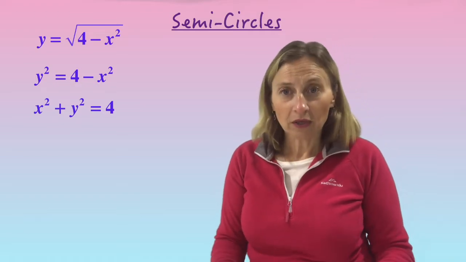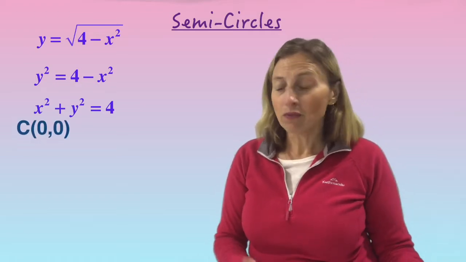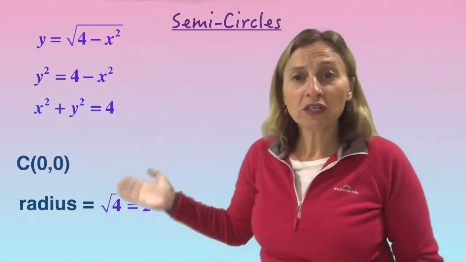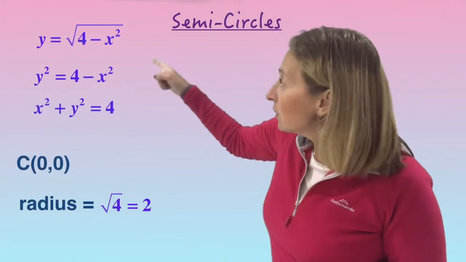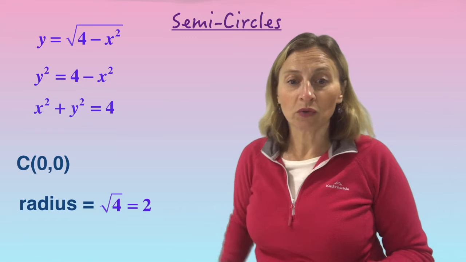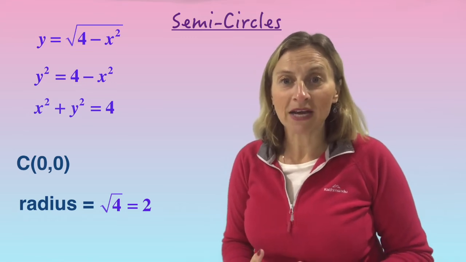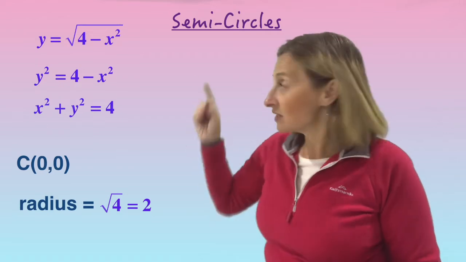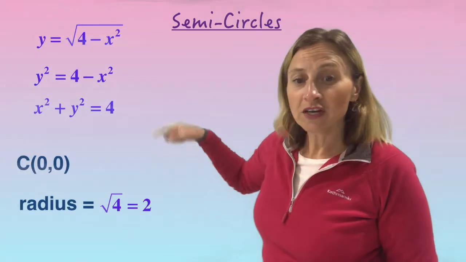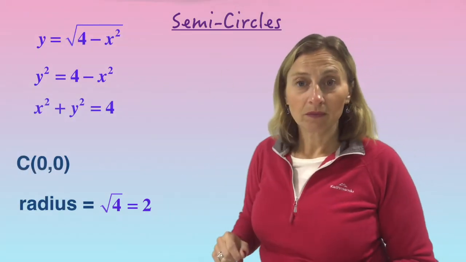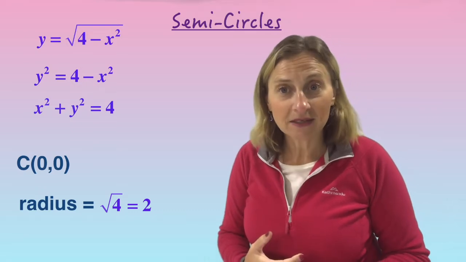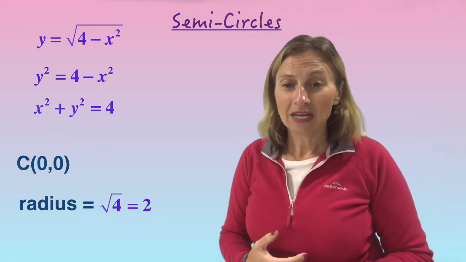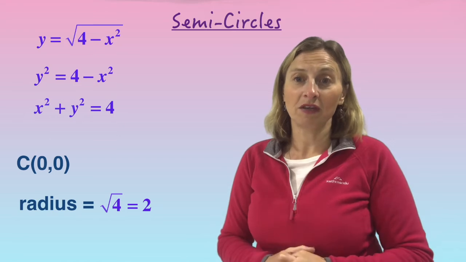So it's a circle. Centre 0, 0, radius 2. But of course it's not a circle, because our original equation was y equals the square root of 4 minus x squared. And because it's a square root like that, we know that it's going to be a semicircle. And because it's a plus square root, it's the top half of the semicircle.